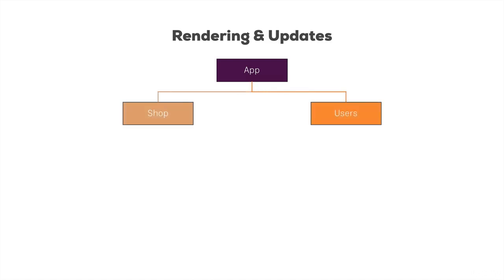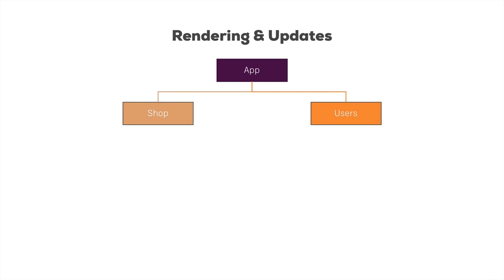Let's have a look at this rendering and updating process and where to place our pure components. Consider this React application. We have a root app component, and then we might have a shop and a users component. And shop and users might very well be containers, each managing the relevant state.